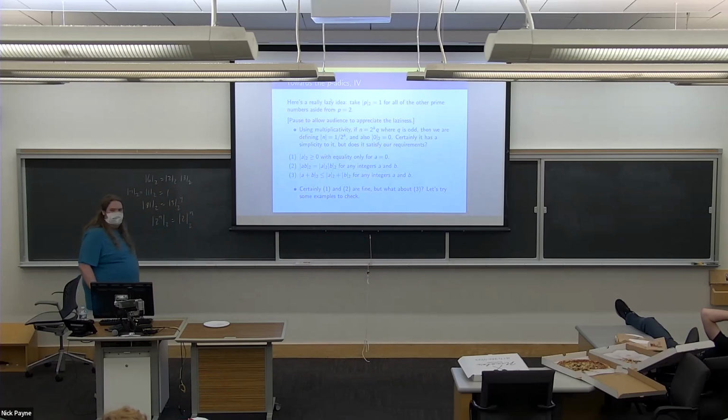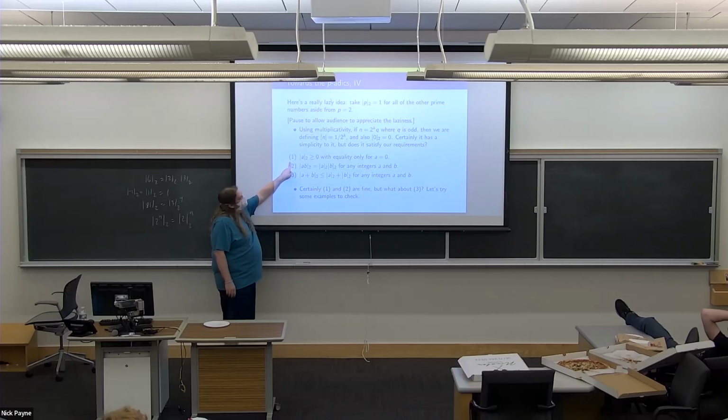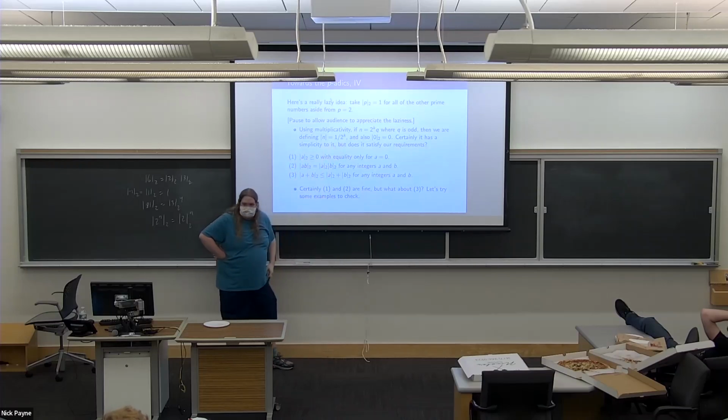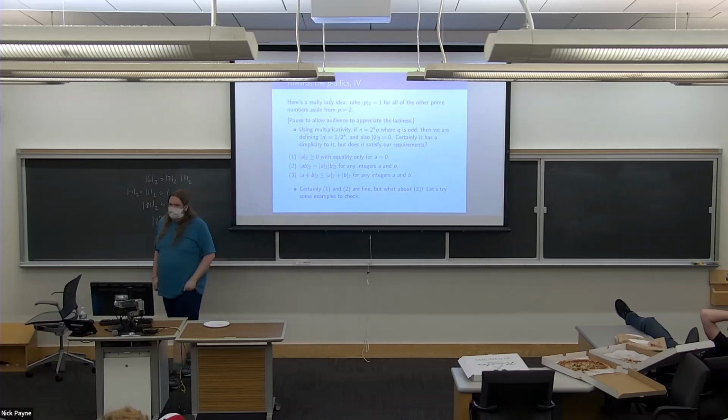Does it satisfy the requirements? Well, let's go. Number 1, is it always greater than or equal to 0 with equality only when the element itself is 0? Yeah, that's pretty obvious, right? Every non-zero integer will be 1 over some power of 2. And 0 goes to 0. Is it multiplicative? Well, yeah, that was the whole point. It's multiplicative just from the prime factorizations. Okay. Does it satisfy the triangle inequality? Well, that's the unclear part.